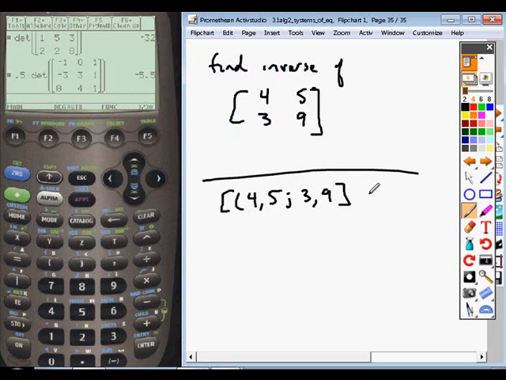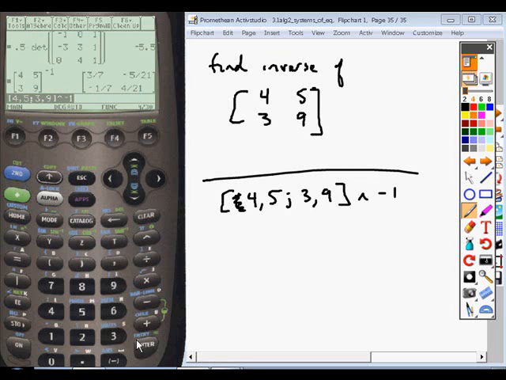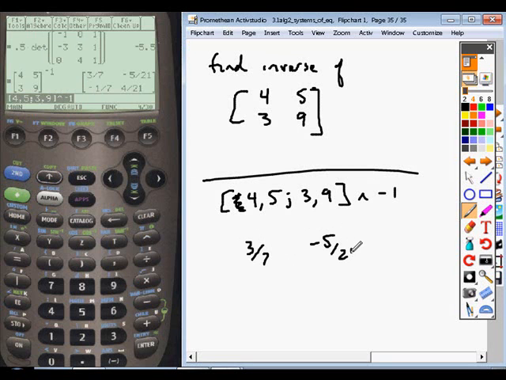What do you need to find the inverse? You take your matrix to the power of -1. So if we set this up, take our matrix, and we just take 4, 5, jump to the next row, 3, 9, close it off, all to the power of -1. We get our answer of 3/7, -5/21, -1/7, and 4/21 as our answer.